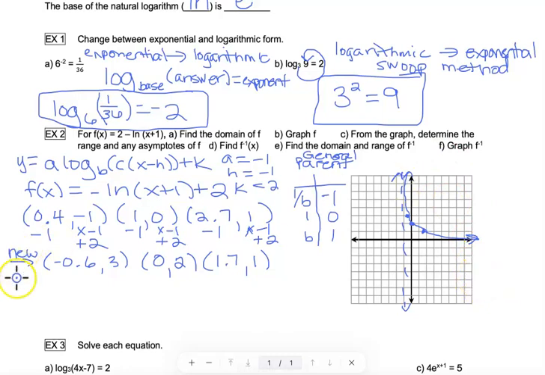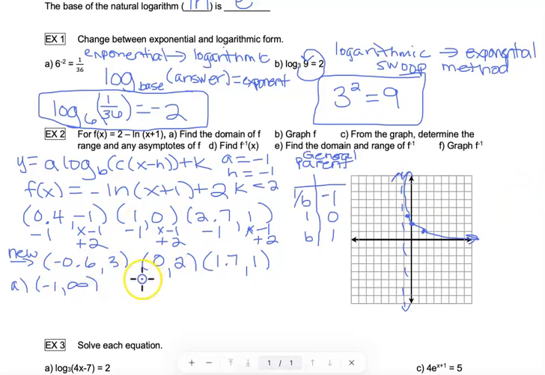Now, let's see, find the domain of f. So I know that you cannot, with a logarithm, have any negative inputs. You can't take the logarithm of a negative number. So that tells me that my domain, in this case, goes from my vertical asymptote to infinity because x plus 1 has to be greater than 0. So my domain is negative 1 to infinity.